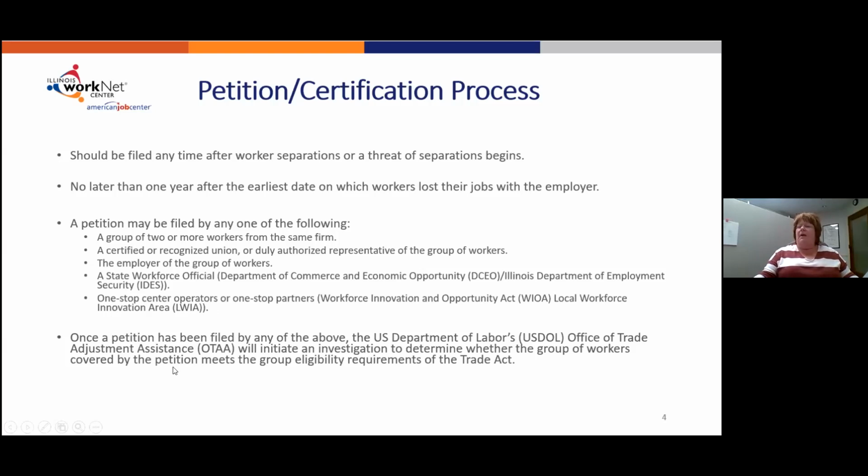These give the workers these benefits, or the potential for these benefits. Once it has been filed with DOL, the Office of Trade Adjustment Assistance initiates an investigation to review all of the facts and everything that's been provided in the materials to see if that petition can be certified for that group of workers.